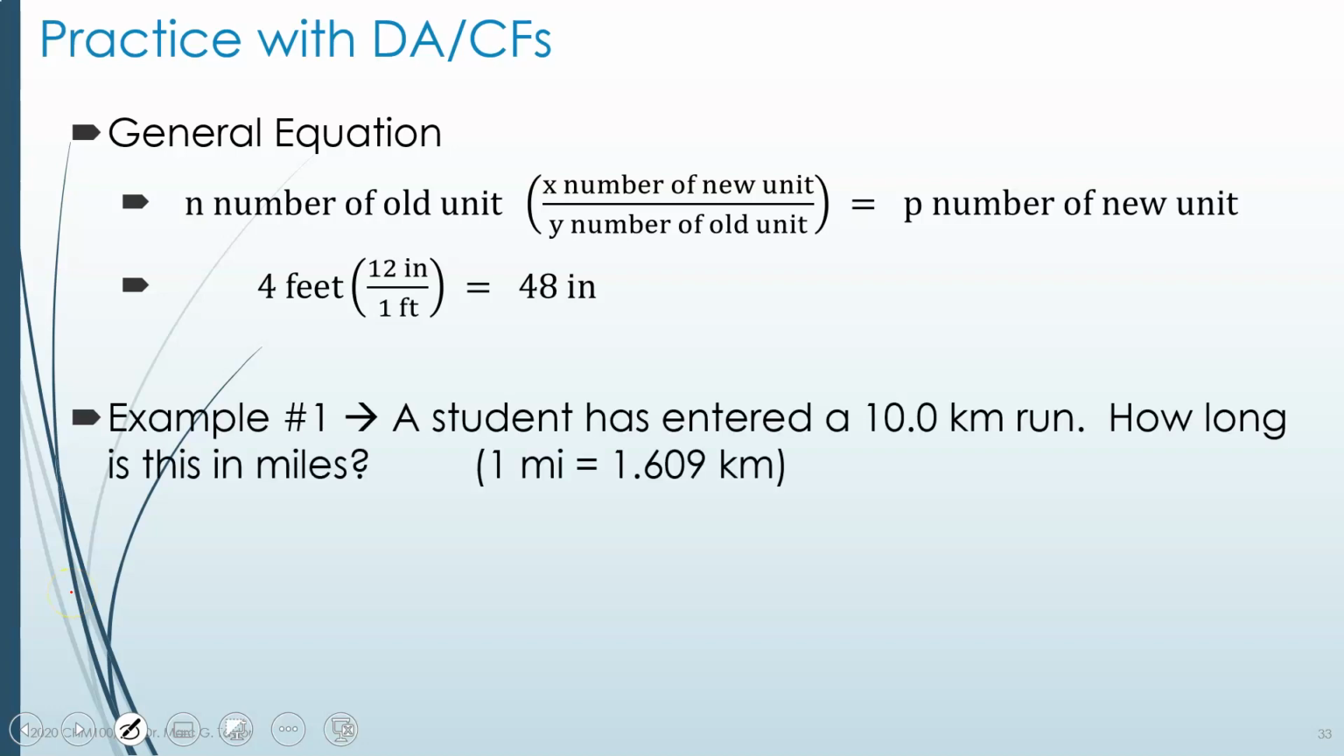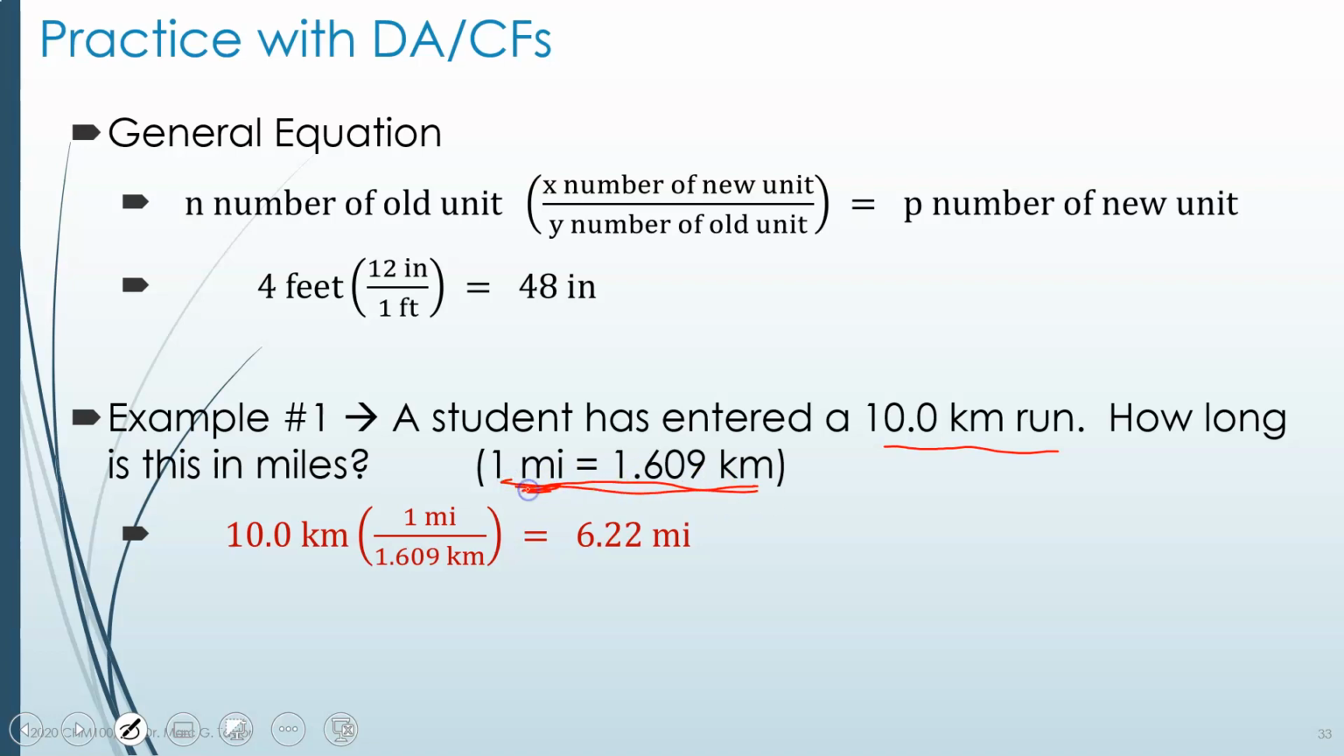So, here's an example. A student has entered a 10.0K run, a 10.0 kilometer run. How long is this in miles? 1 mile equals 1.609 kilometers. Okay, well, we're going to take the thing we have. What is the thing we have? The thing we have is the 10 kilometers. Always start with that and start converting one step at a time. Do we have a way to go right from kilometers to miles? Well, yes, we do, because we have a conversion factor that directly converts kilometers and miles, or miles to kilometers, either way. And now we build our conversion factor.